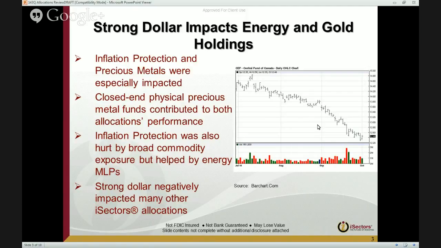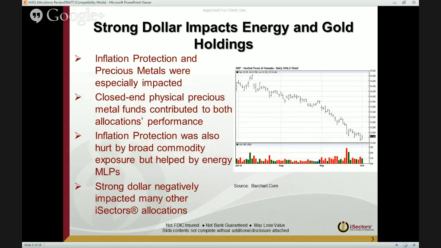Thus, as you see in the chart on slide 3 of the Central Fund of Canada, a closed-end fund holding physical gold, September became a very difficult month for the precious metals market. This downdraft in commodities had the strongest effects on our inflation protection and precious metals allocations. The inflation protection decline was not as large as the precious metals decline due to the more diverse holdings in its portfolios, such as Treasury Inflation Protection Securities, or TIPS, and Master Limited Partnerships, MLPs.